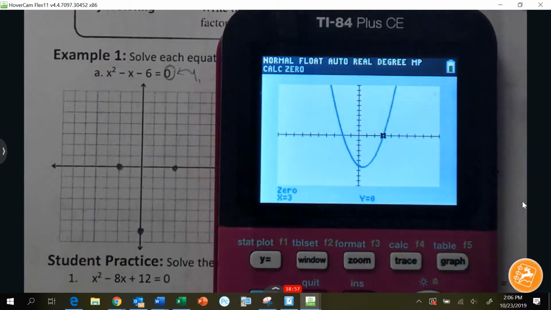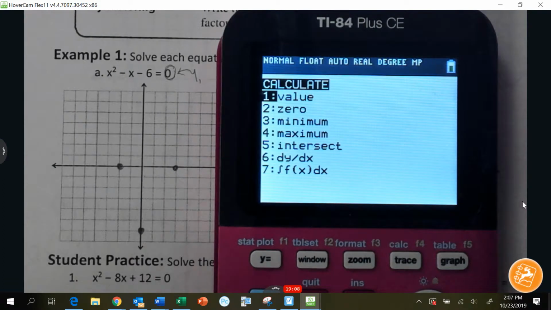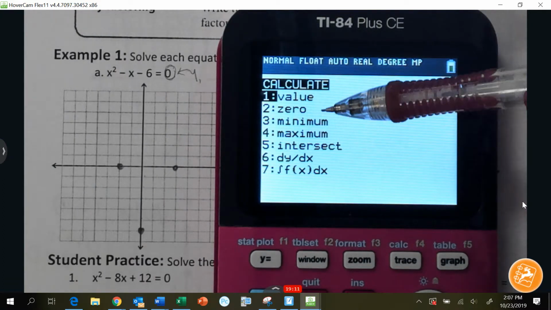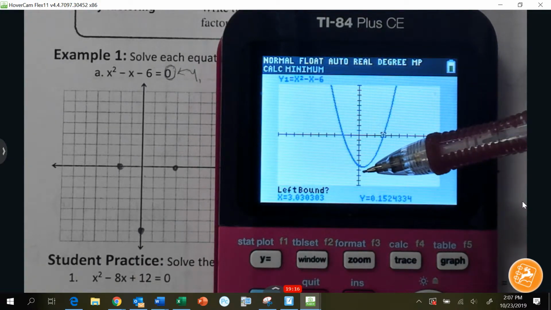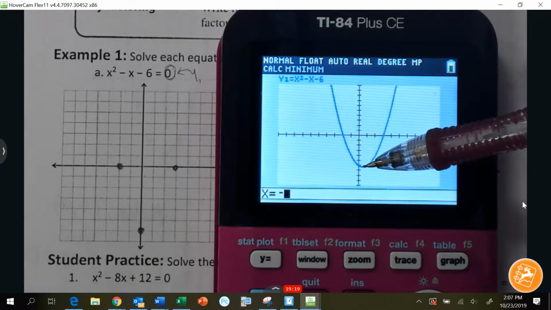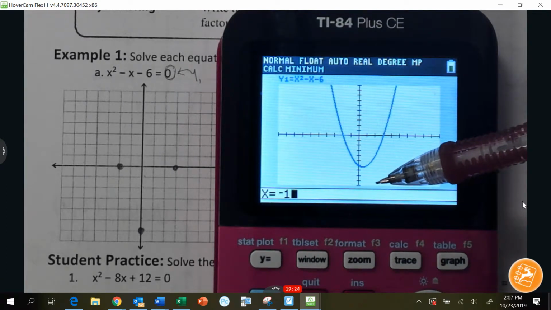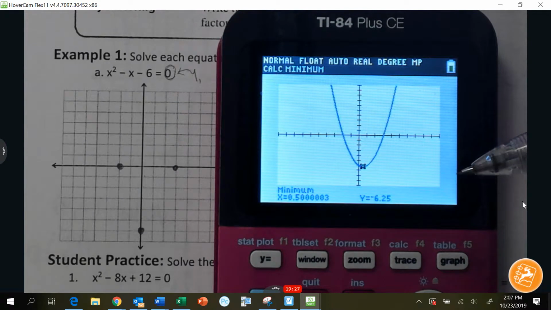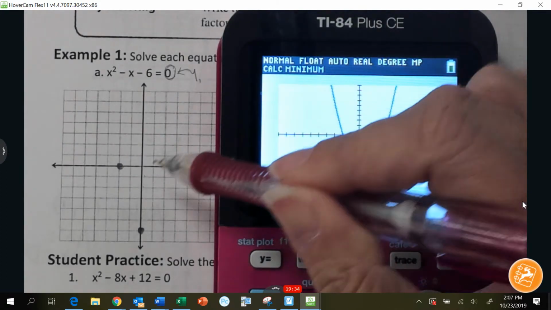Where do I find more points on this graph? Using my graphing calculator, you can find the vertex. We could do second trace. How would we find our vertex? Minimum. And then it asks left bound, so we need to pick something to the left of the minimum, like negative 2, and to the right of the minimum, like 3. Guess negative 1. Looks like my minimum is at 0.5, negative 6.25. So about there.